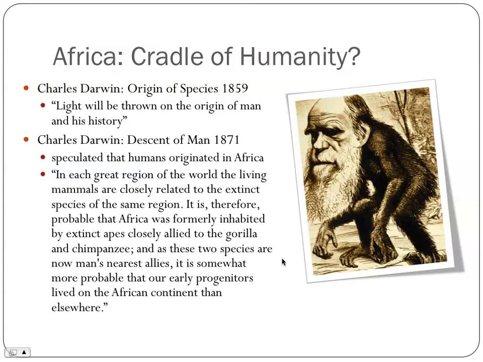And this was his argument: if you look around the world at extinct organisms and their closest relatives, they tend to go together in the same region. He thought that perhaps the extinct apes closest to chimpanzees and gorillas were our ancestors and that they lived in Africa.